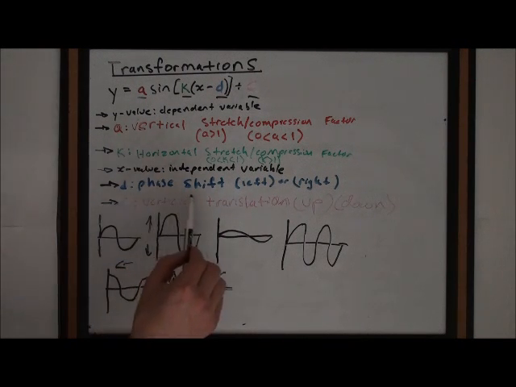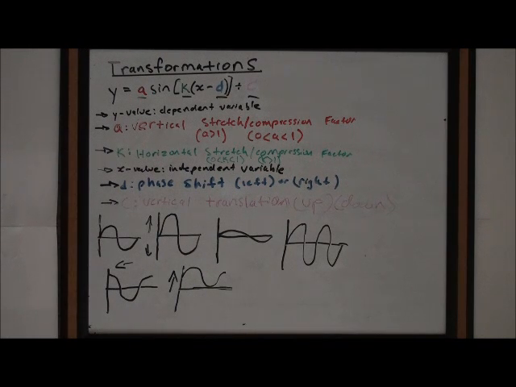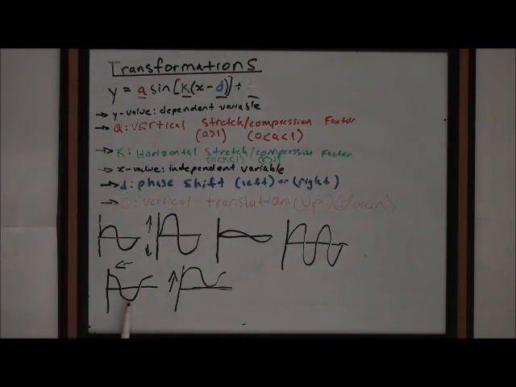The next is phase shift, your d value. Phase shift is just how much the graph moves left to right. So here, with reference to your base sine graph, you can see that the graph has moved pi over 2 radians to the left.